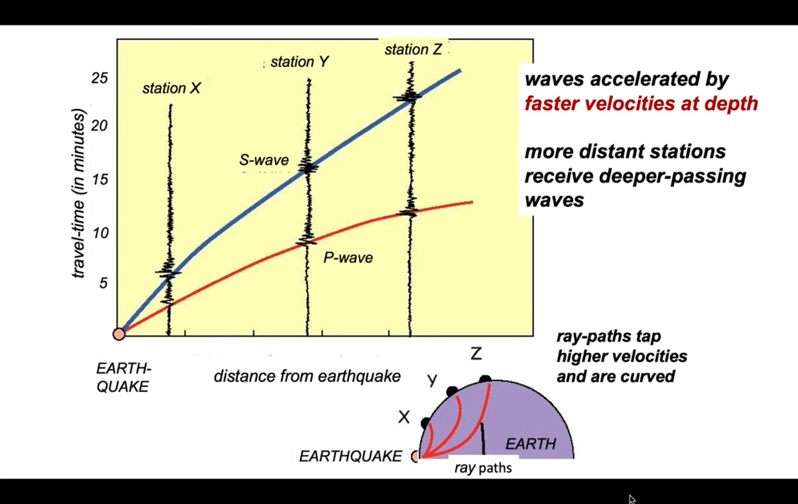So coming back to this diagram in here, we're seeing that the more distant station, station Z, is receiving energy that's passed deeper into the Earth. So the arrival time is earlier than we predicted with the constant velocity model. So these are travel time curves. Okay, so we can now use these to examine Earth structure.